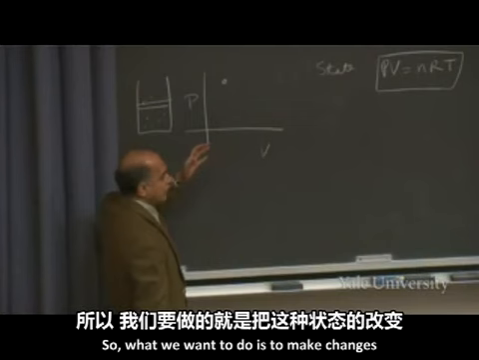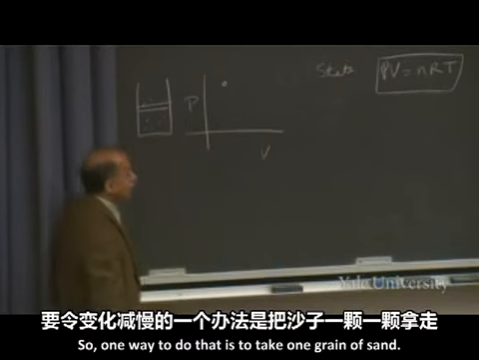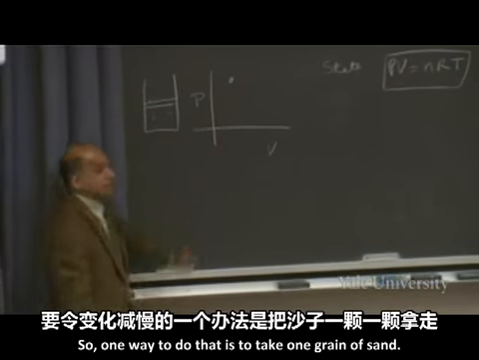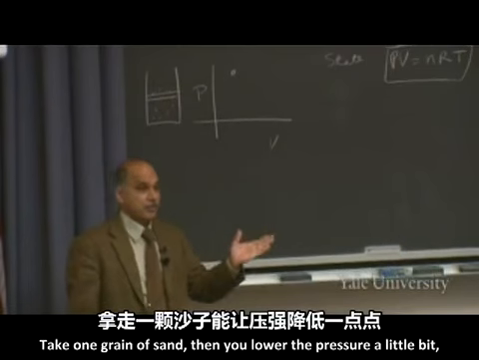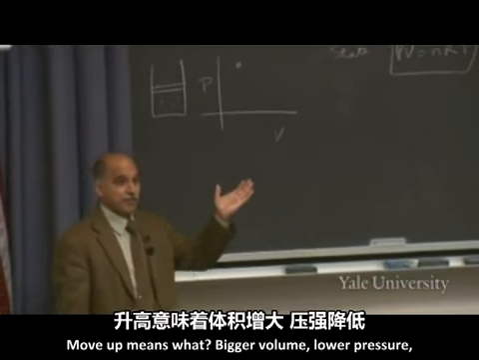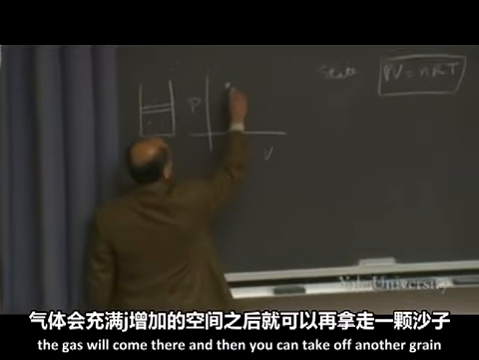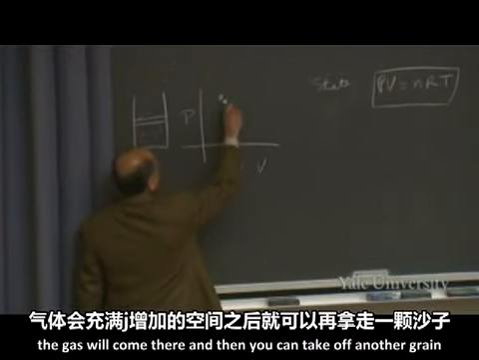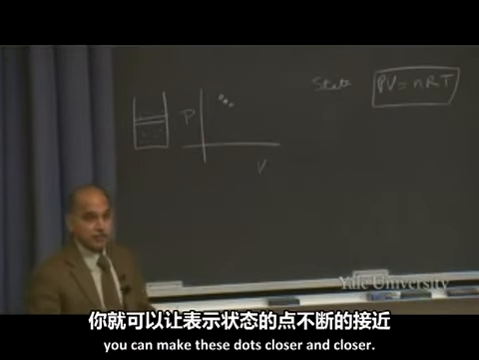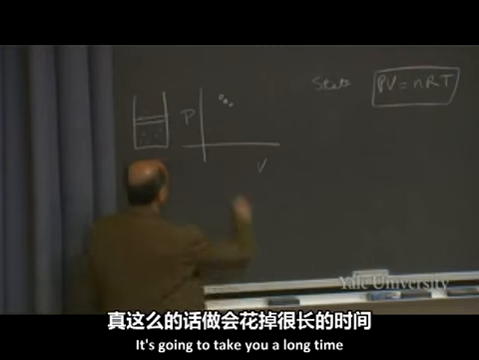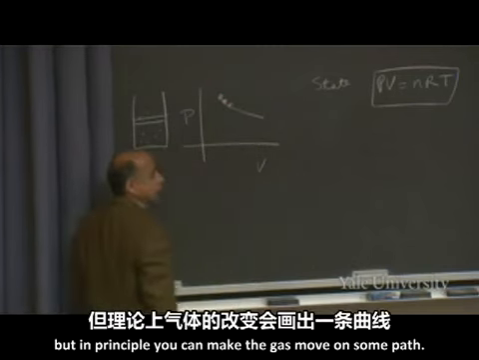So what we want to do is to make changes which are slow enough for us to follow. So one way to do that is to take 1 grain of sand. Take 1 grain of sand, then you lower the pressure a little bit, the piston will move up a little bit. Move up means what? Bigger volume, lower pressure, the gas will come there, and then you can take off another grain, and by making the grain smaller and smaller, you can make these dots closer and closer. It's going to take you a long time, but in principle, you can make the gas move on some path.